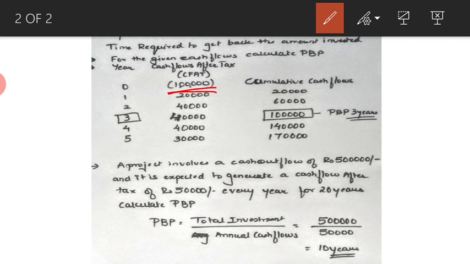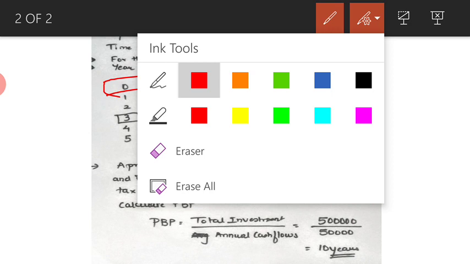Just to make you understand, the zero period always represents the initial investment. I am stressing this point again and again. Then let's do the calculations.